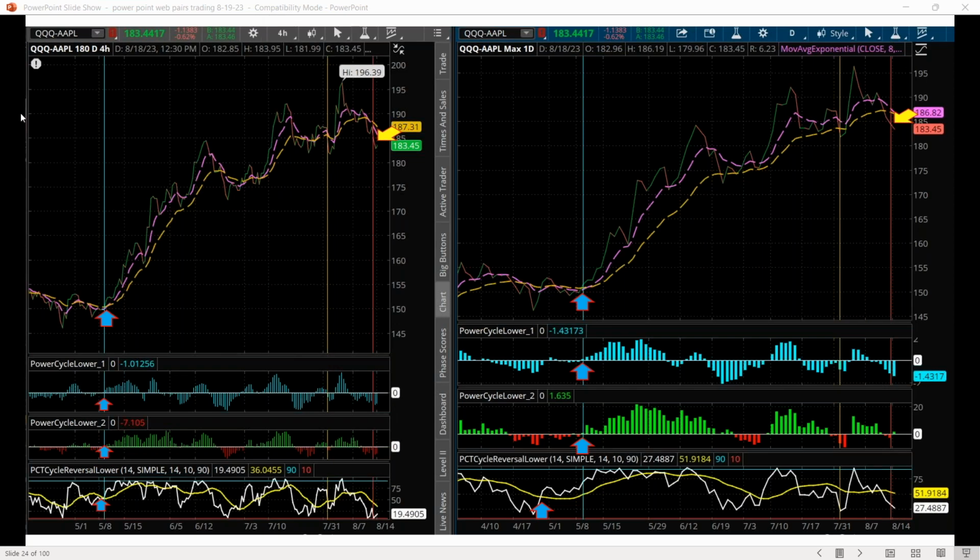Let me get my drawing tool here. Right where that blue line is, the 10th of May. So this is long QQQ, short AAPL, okay? Look at the difference in the spread, what happens.